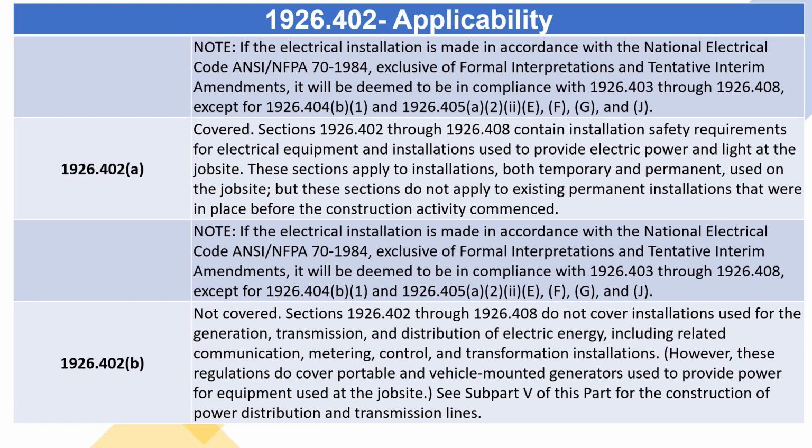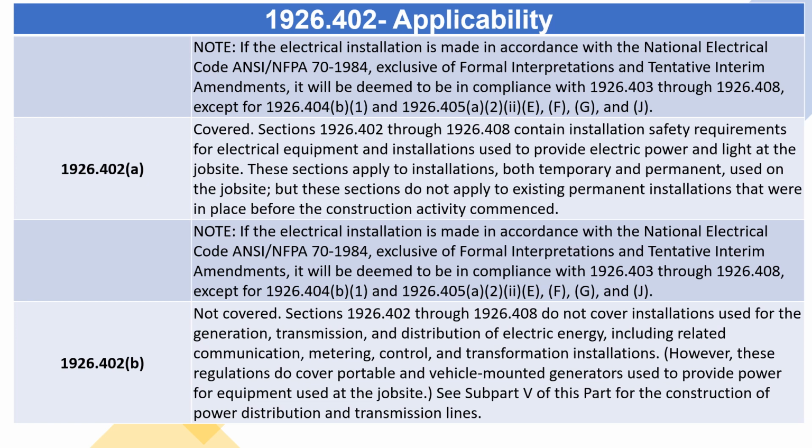1926.402(A), Covered. Sections 1926.402 through 1926.408 contain installation safety requirements for electrical equipment and installations used to provide electric power and light at the job site. These sections apply to installations, both temporary and permanent, used on the job site, but these sections do not apply to existing permanent installations that were in place before the construction activity commenced.